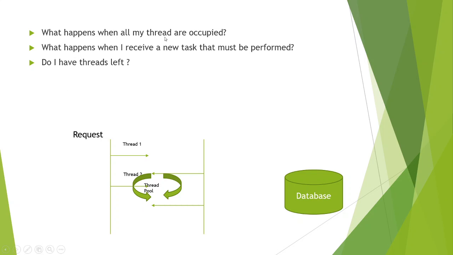So what happens when all my threads are occupied? When I receive a new task that has to be performed immediately, I will have no threads left, and I have to wait idle until any of my threads is reverted back. I will not have any threads left at this point.